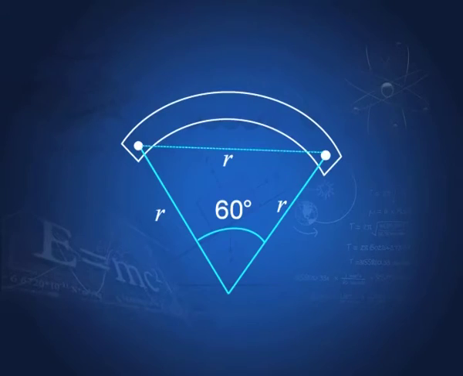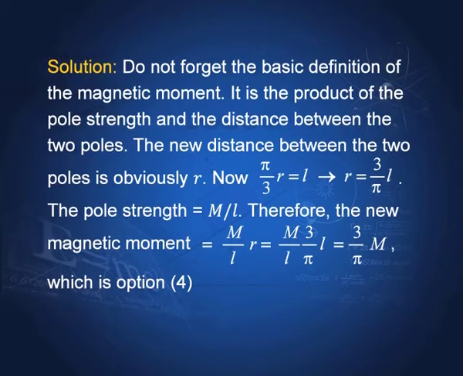The new distance between the two poles is obviously r, because of this 60 degrees, this arm is equal to r, and the third arm of the triangle must also be equal to r. This is an equilateral triangle because of the 60 degree angle and two equal arms. Now, how do we find r? Theta times r is equal to L, and theta is pi by 3. So, pi by 3 times r is equal to L, which gives r equal to 3 by pi into L.